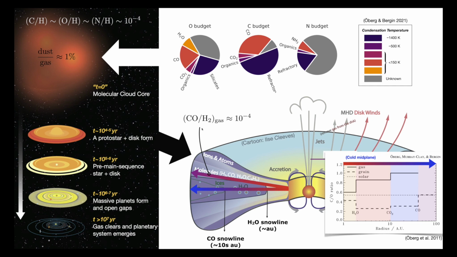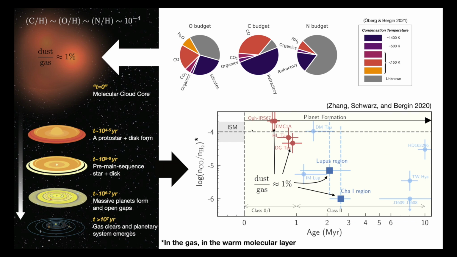In this layer then, in a static picture, you would always expect to find a CO to H2 ratio of about 10^-4, as inherited from the ISM. However, there's mounting evidence that this is in fact not what happens in nearby disks. This fantastic plot by Coco Zhang and collaborators shows how the gas phase CO abundance in the warm molecular layer decreases by almost 2 orders of magnitude in about 3 million years.